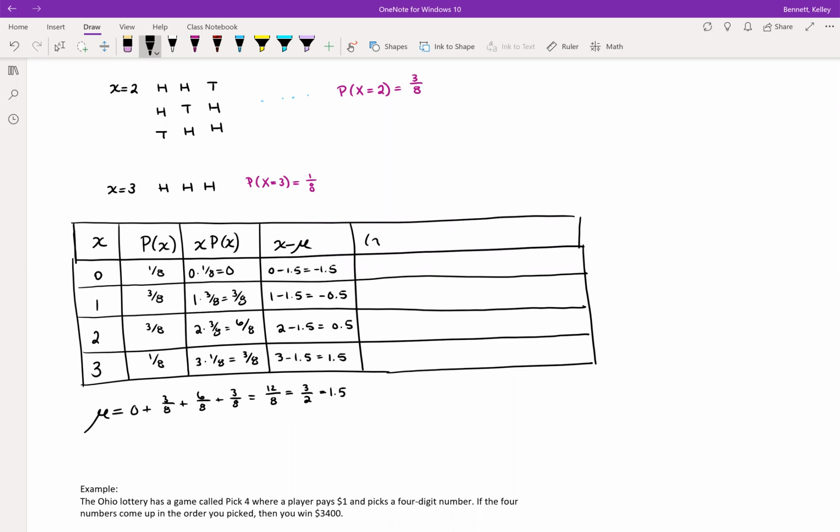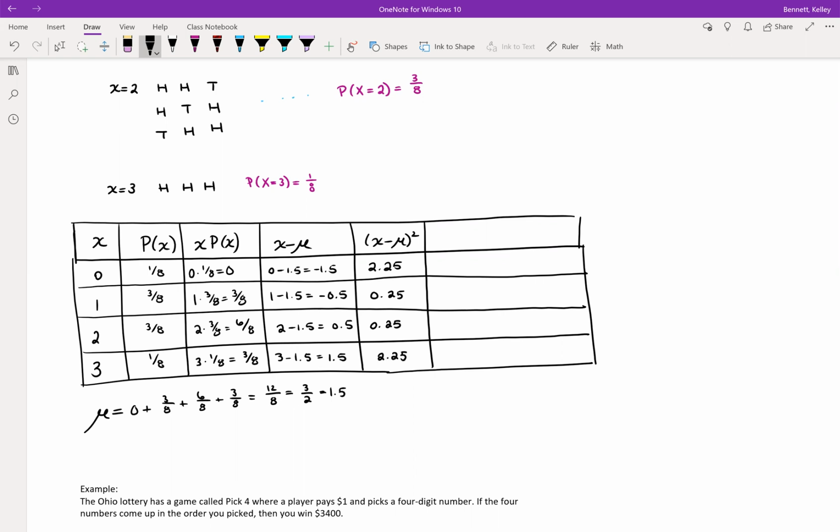The next step is to square them. So I'm going to get negative 1.5 squared, which gives me 2.25. 0.5 squared gives me 0.25. Right? Be it positive or negative 0.5, when I square it, they'll both be positive and they'll both be 0.25. And then similarly, 1.5 squared gives me 2.25.